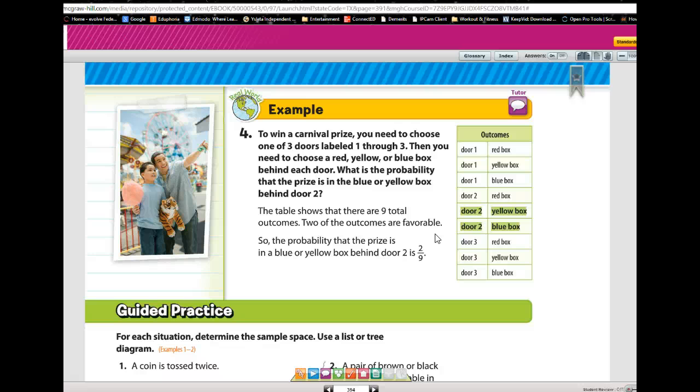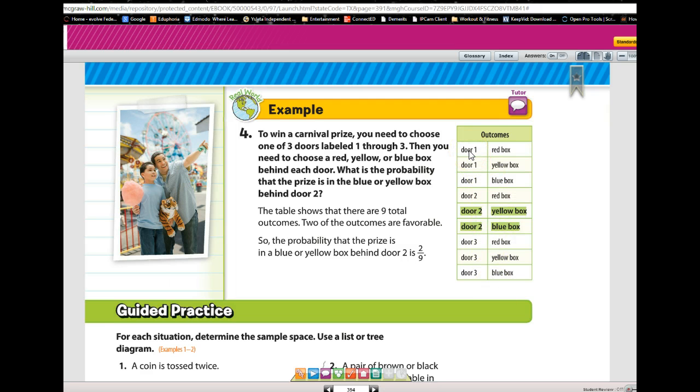So first thing you have to do is list all possible outcomes. And here they did it in a table or list, however you want to call it. You have 3 doors, and behind each of those 3 doors, there are 3 boxes. 3 doors and 3 boxes means we're going to have 9 total outcomes.